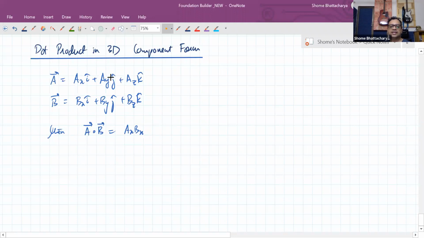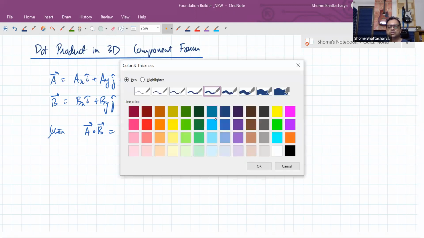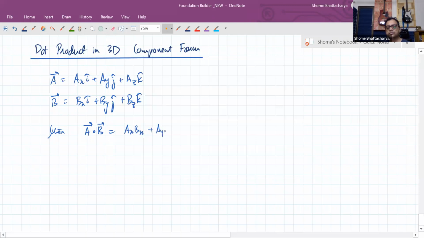Okay. Similarly, Ay's combination with Bx will give you 0. But Ay By will give you a positive quantity. Similarly, Az Bz will give you a positive quantity, whereas the other terms will be 0. Okay. So that's how you see that very simply this becomes this.